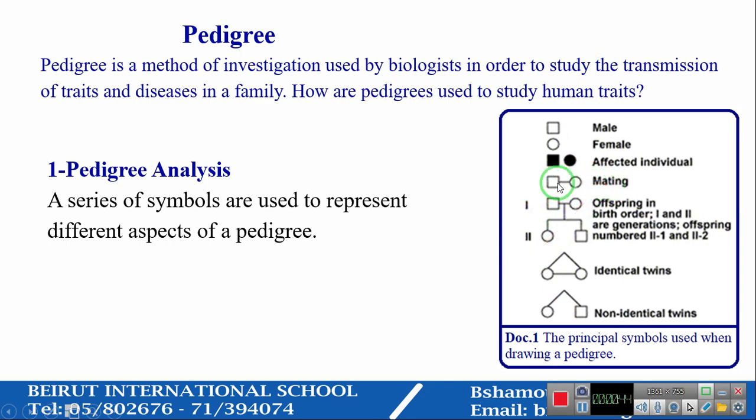This line joining the square to the circle means that there is mating or marriage. This is the offspring in birth order. The number of generation is represented in Roman numbers, while the number of individual is the normal numbers. This is for identical twins and these for the fraternal twins.